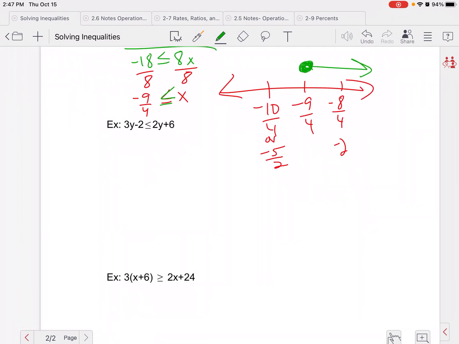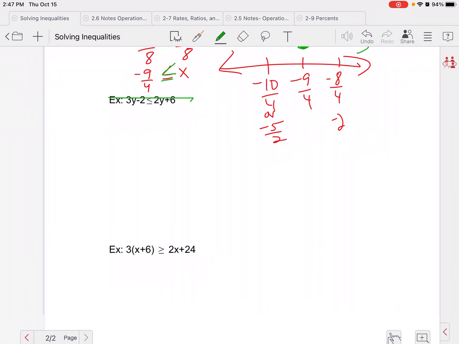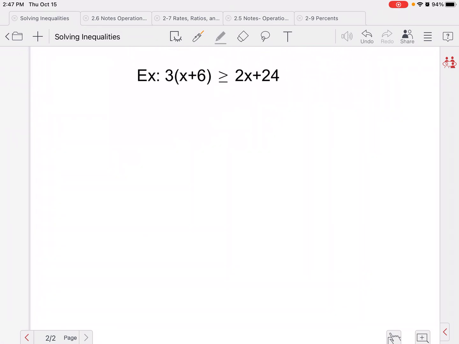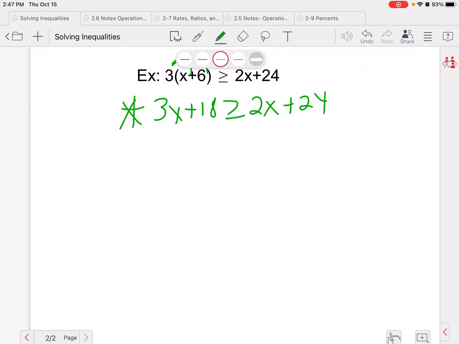Okay. I'm going to go ahead and skip this one. If you need help with that one, let me know. So let's go on to this one. So I see that I have some distributing to do first, right? So we're going to distribute this. So this would be 3x plus 18 is greater than or equal to 2x plus 24. So go ahead and solve that one for me.